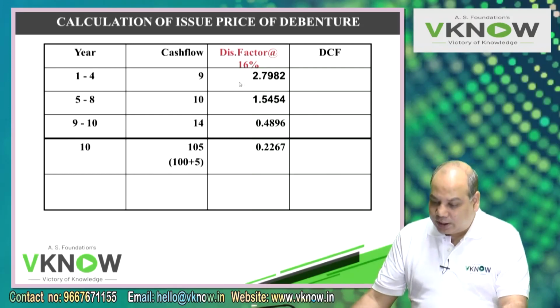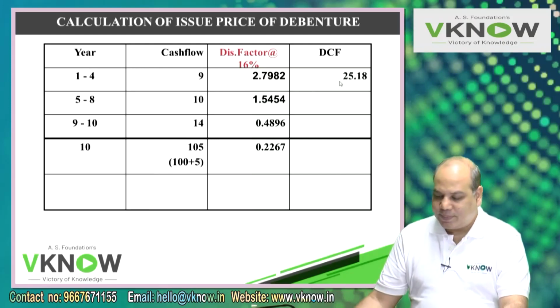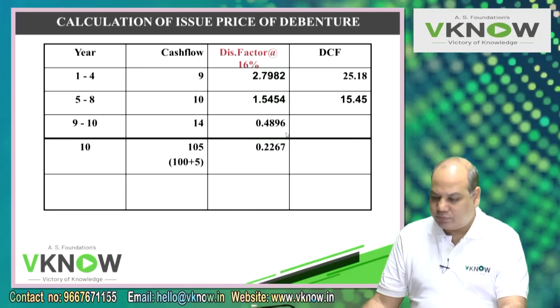Now I have to add these 2 columns. So you will use memory plus function. Ready with me? Start. 9 into 2.7982 equal to memory plus, 25.18. 10 into 1.5454, 15.45. 14 into 0.4896, 6.85.